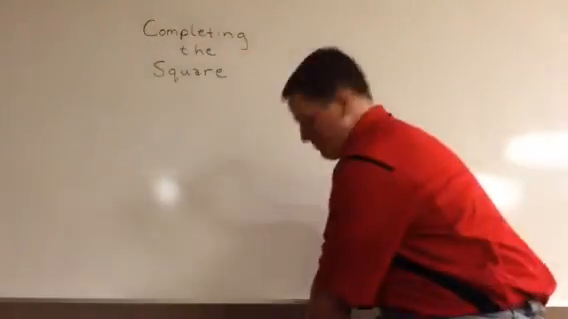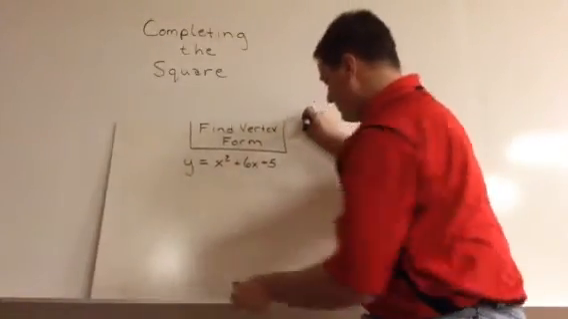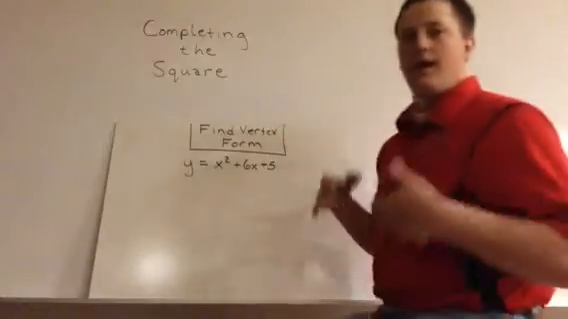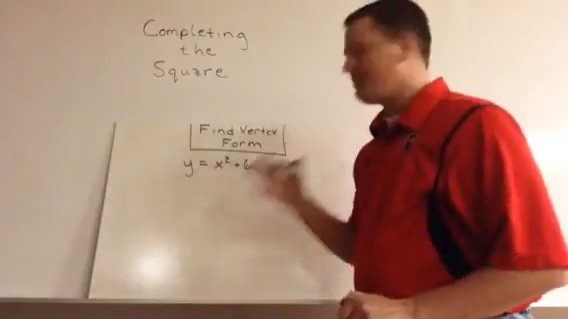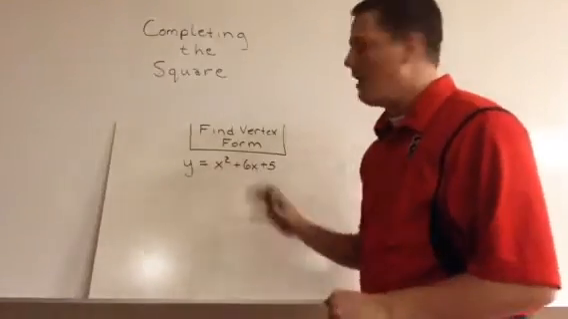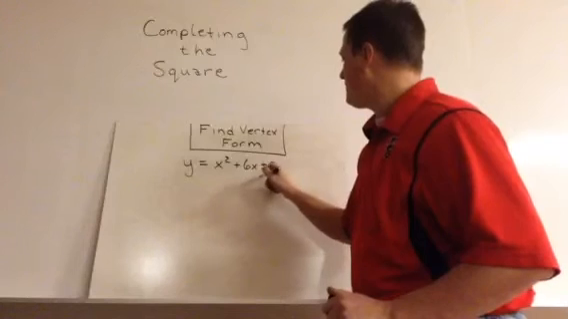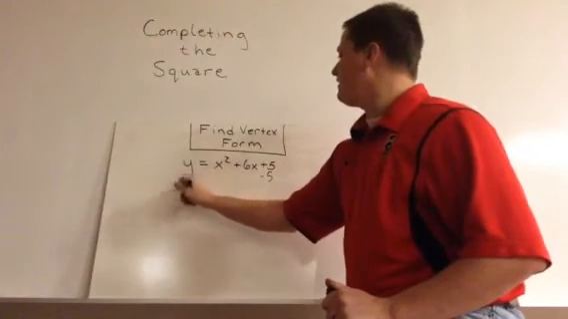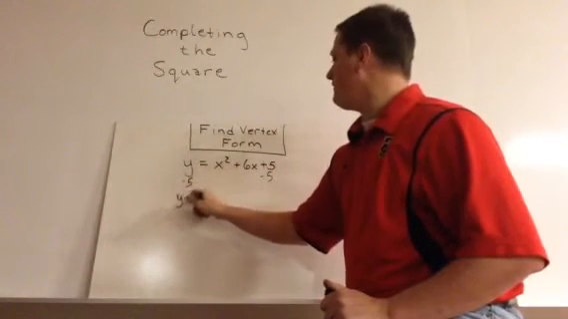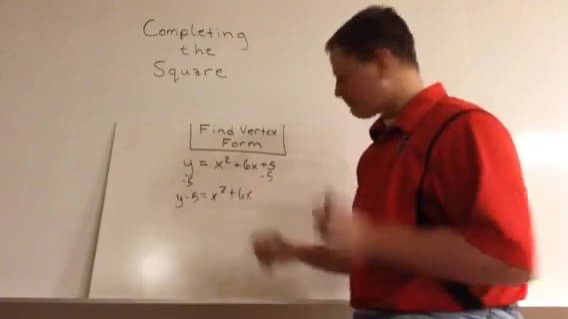We can also find vertex form. I'm going to do this the same way, except because I want vertex form, I'm not going to change y into 0, but I'm still going to move my number across the other side. So I'm going to minus 5 on both sides. This is going to leave me with y minus 5 equals x squared plus 6x.